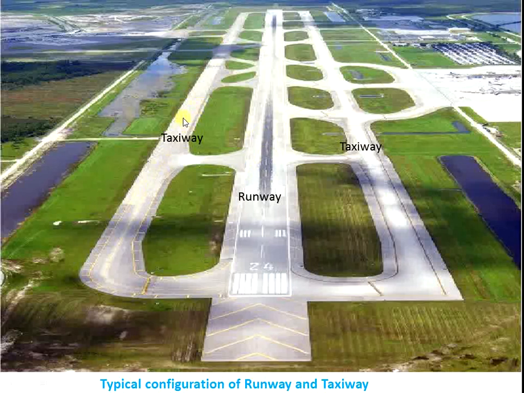This is a taxiway. At both ends we have to construct a taxiway, and this is the main runway. If the first aircraft is in takeoff position or landing position, then the other aircraft has to wait in the taxiway. After the takeoff or landing of the first aircraft, the second aircraft will come onto the runway. That is the importance of the taxiway, the parallel taxiway to the runway. It is very helpful for increasing the capacity of the runway.